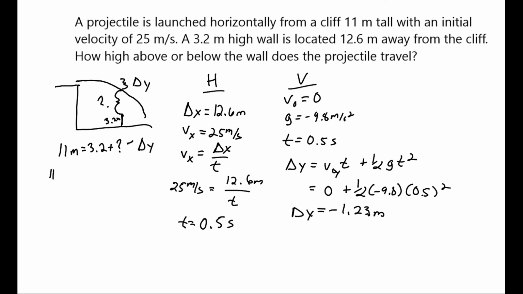So now I say 11 meters equals 3.2 plus that question mark distance minus negative 1.23 meters. And that just cancels out and becomes plus. So how far above the wall did it travel? 6.57 meters above the wall. So that's the answer. Any questions on that one?